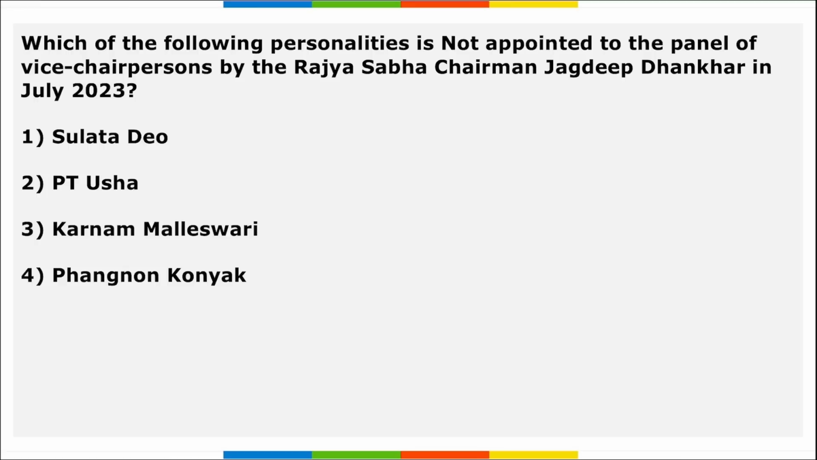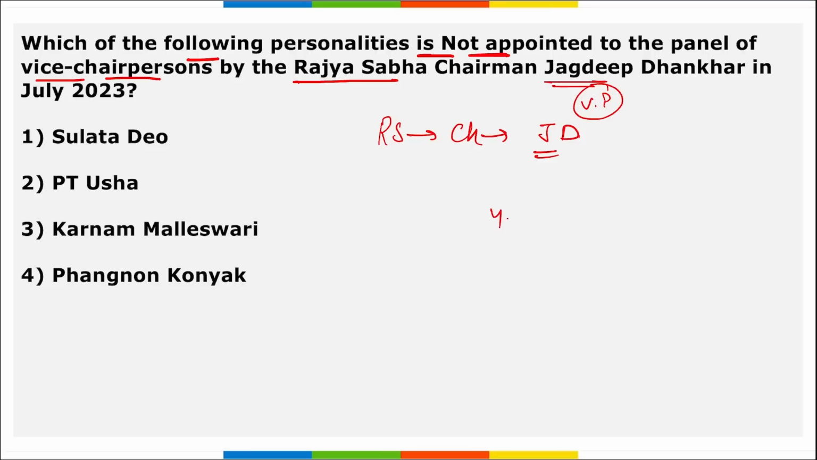So let's start. First question is, which of the following personalities is not appointed to the panel of vice chairpersons by Rajya Sabha chairman Jagdeep Dhankhar? So we know for the Rajya Sabha who is the chairman, Jagdeep Dhankhar ji, right? And also remember that the vice president is always appointed as the Rajya Sabha chairperson, correct? And he is our vice president Jagdeep Dhankhar ji, correct? And recently he has appointed 4 women to the panel of the vice chairperson of Rajya Sabha, correct?